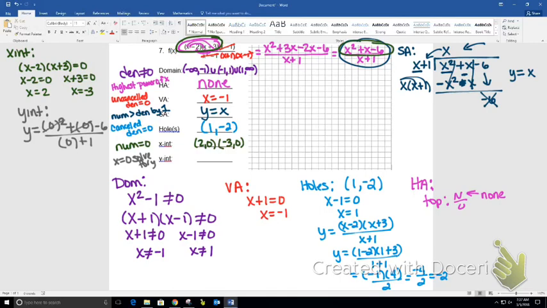0 squared and 0 cancels. So I have negative 6 on top. And then 0 here cancels. So I get 1 on bottom, so I have a y-intercept at (0, negative 6).